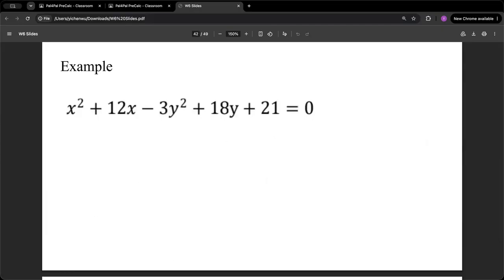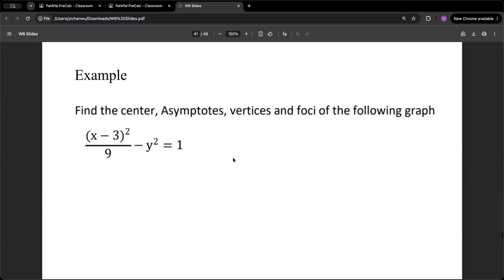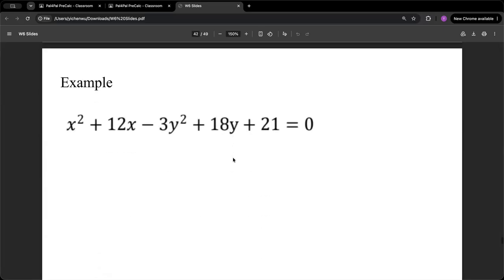This one's a bit harder, I think. I'll give you more time on this one. Is that also find the center, asymptotes, vertices, foci? Yes, the same thing as above: center, asymptotes, vertices, and foci. I'll type it, I guess.